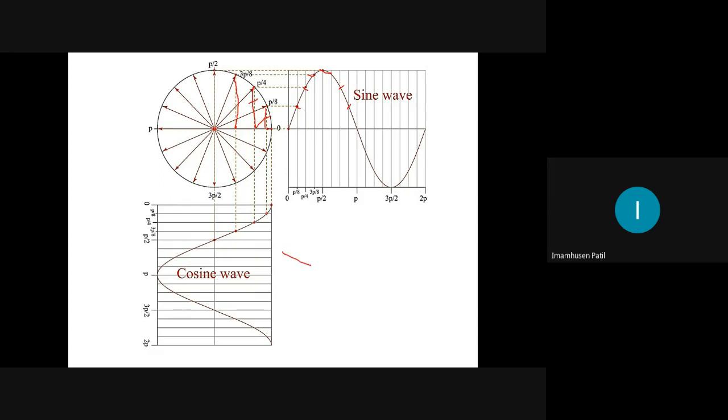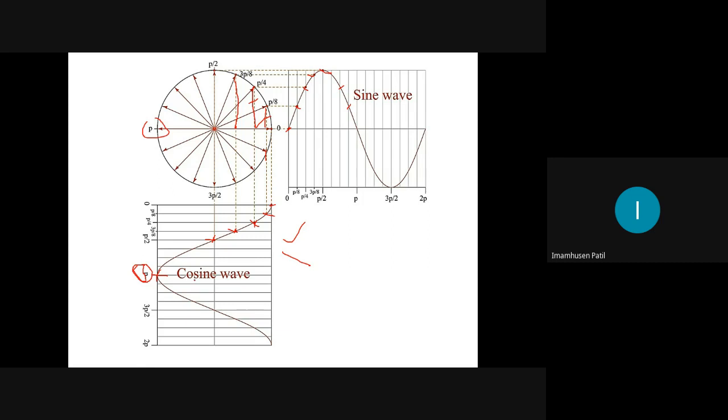Now, if you see this waveform, if you project the phasor horizontally, you will get this waveform. This point, you will get this point. This point, you will get this point. You can see here at point D the magnitude is maximum, whereas at point P the magnitude is 0 here. So it is exactly opposite of the sine wave.